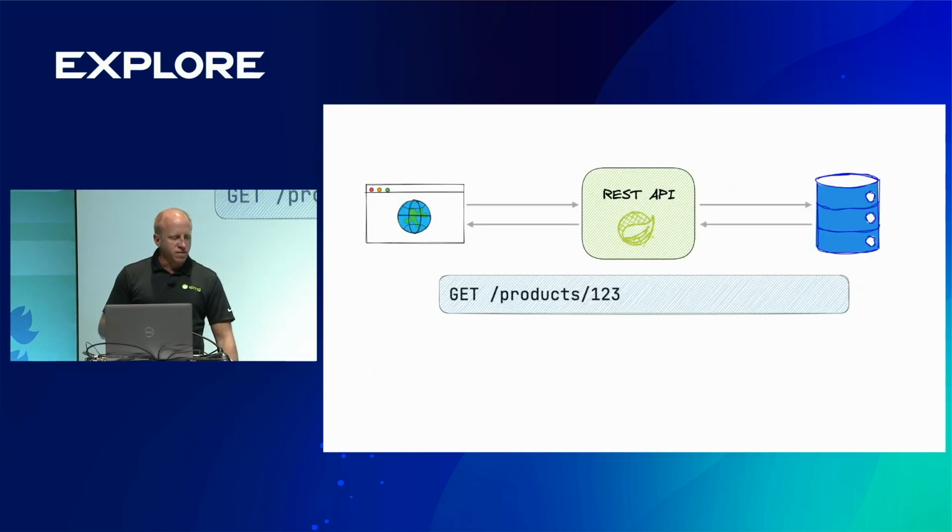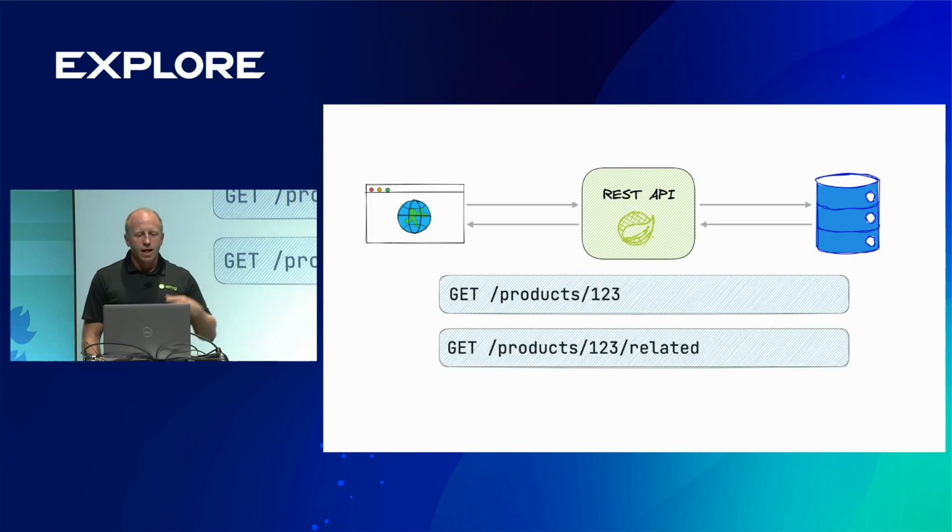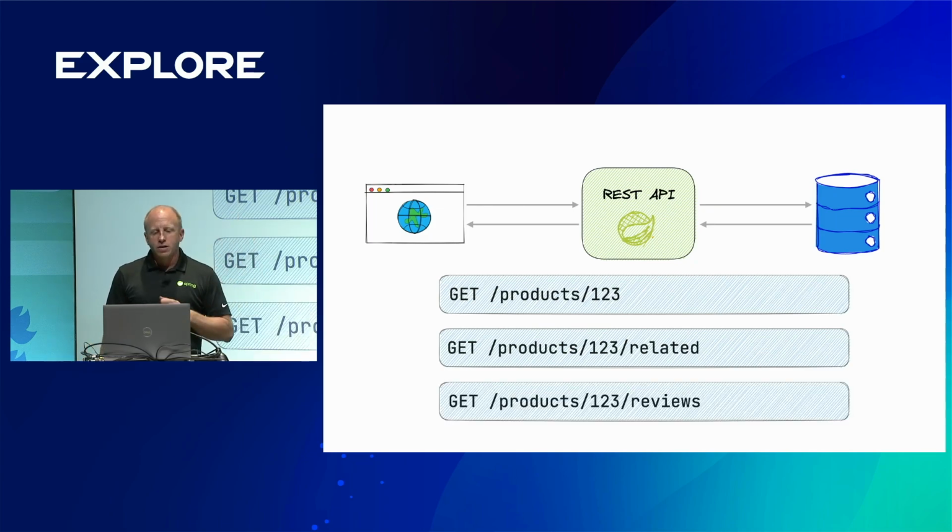Again, we talked about this example earlier, but traditionally in a REST API, I would say, hey, give me the data for product 1, 2, 3. Then give me all the related products for that product. Then go ahead and give me all the reviews for this product. So now we're calling out 3 times. And the more this builds up, the more impact it's going to have on performance in our applications.